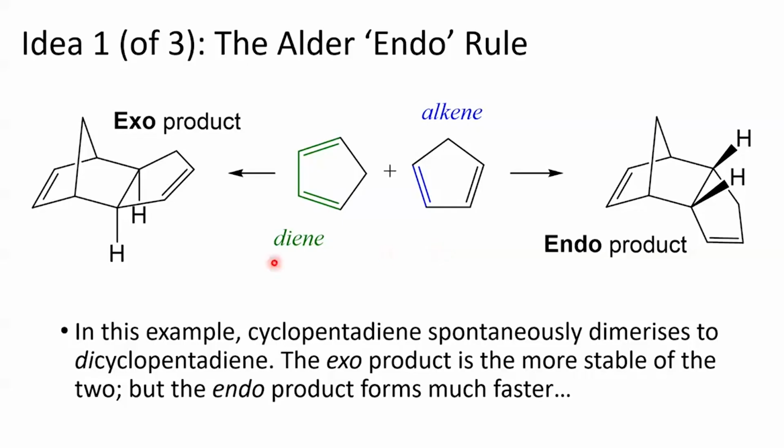They can overlap in such a way to form the exo product, shown on the left, which is the lower in energy of the 2 products, i.e. the thermodynamic product. The second way it could overlap, though, gives us the endo product, shown over here. It is higher in energy, but it forms much more quickly than the exo product. So if you perform this reaction, this endo product is what you exclusively see. It is the kinetic product of the reaction.